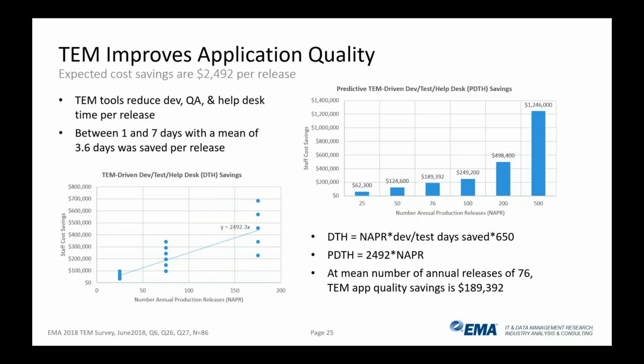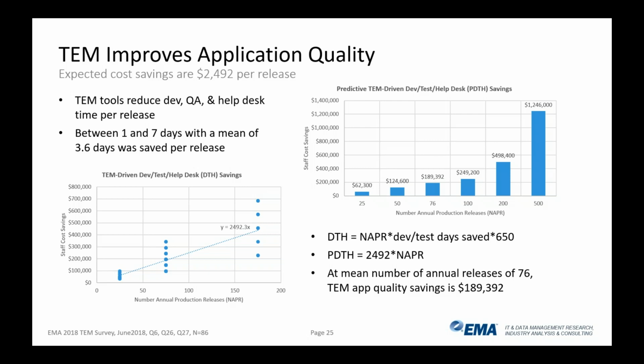Okay. So the last cost savings here was tied to how TEM improves the quality of applications developed. Now, better test environments, ones that are configured and provisioned properly, clearly reduce developer time, QA time, and help desk time. And the respondents here reported that between 1 and 7 days were saved per release, with 3.6 days being the mean. So by relating this cost savings back to the number of annual production releases, we're able to predict the dev, test, help desk cost savings at any level of annual production releases. And you can see the cost savings benefits in the upper right-hand chart.